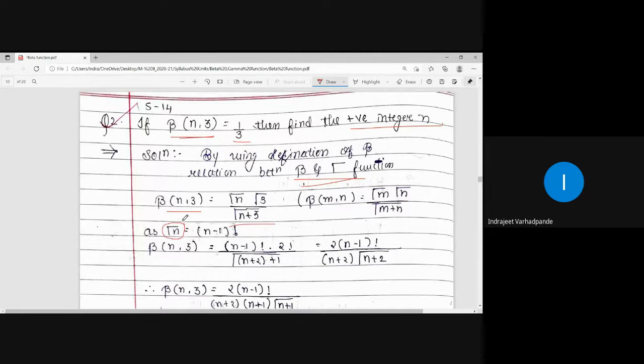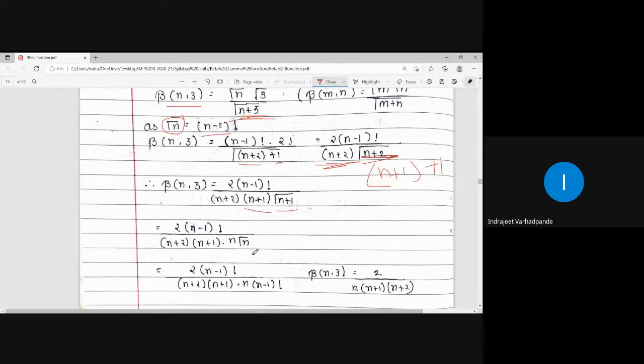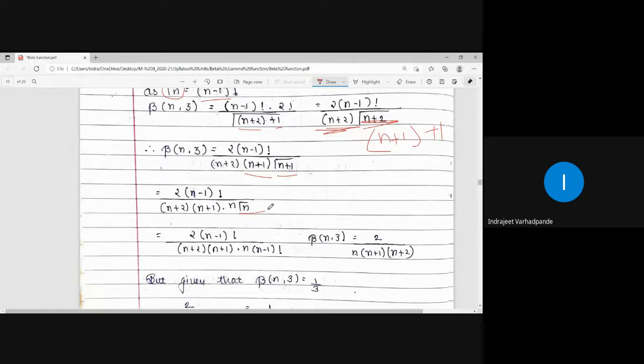Gamma n can be written as n minus 1 factorial. In the denominator, gamma n plus 3 can be written as n plus 2 plus 1. So the numerator contains 2 into n minus 1 factorial upon gamma n plus 3. So gamma n plus 3 is n plus 2 gamma n plus 2. Again n plus 2 can be written as n plus 1 plus 1, so I can write it as n plus 1 gamma n plus 1, right? Go on simplifying till you get gamma n, which gives you n minus 1 factorial, which can be cancelled from numerator and denominator.